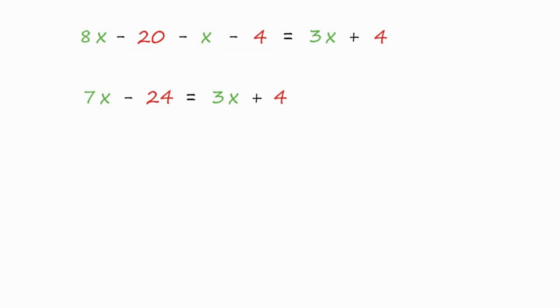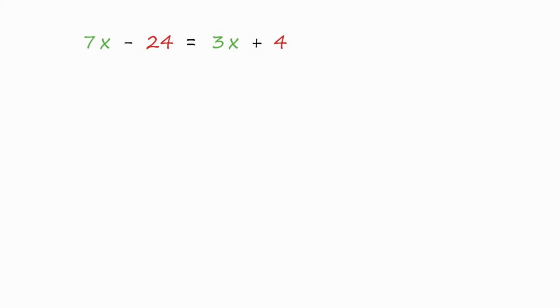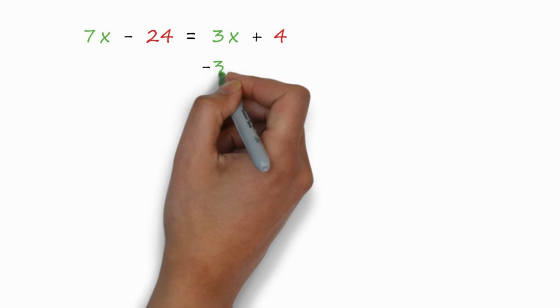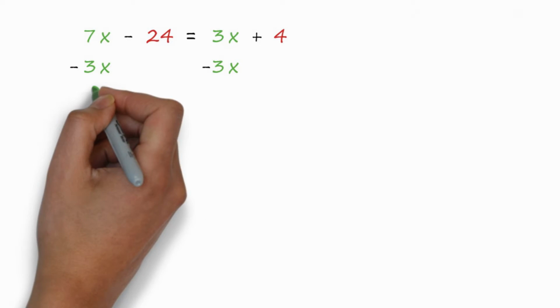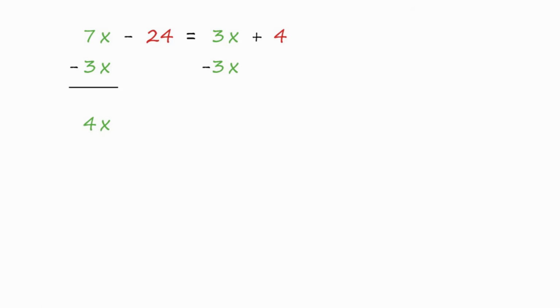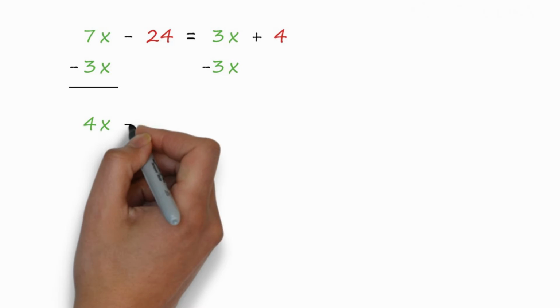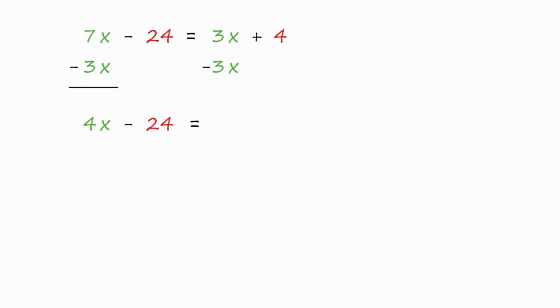Now we want to get our x's together on one side of the equal sign. So we're going to move the 3x over. And we're going to do that by subtracting 3x. And if we subtract 3x from one side of the equation, we have to subtract 3x from the other side of the equation to keep things equal. 7x minus 3x leaves 4x, and we have minus 24. And that equals, we have 4 left on this side of the equals.